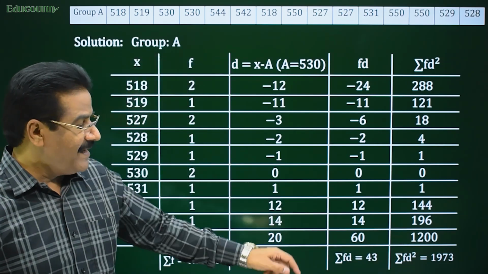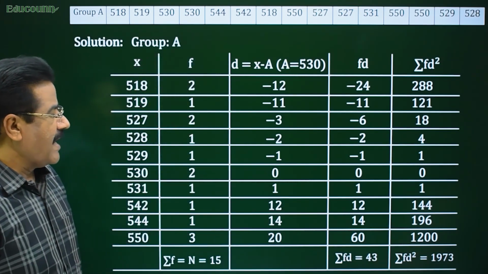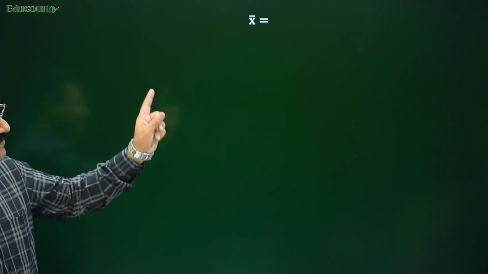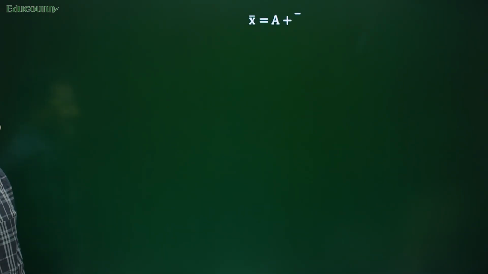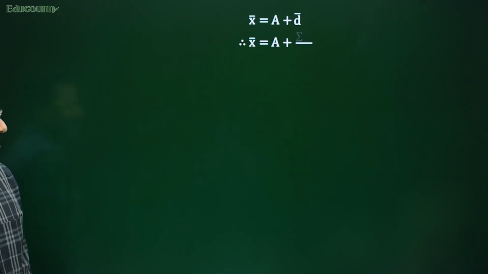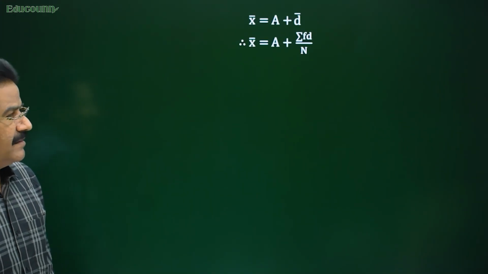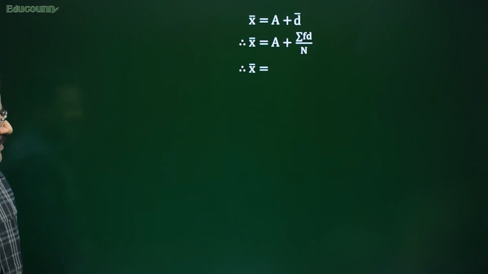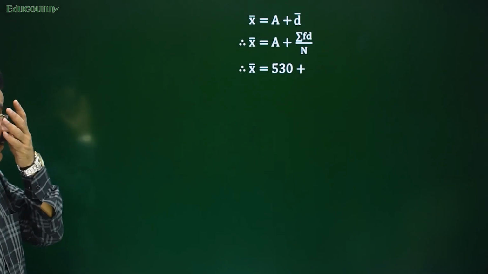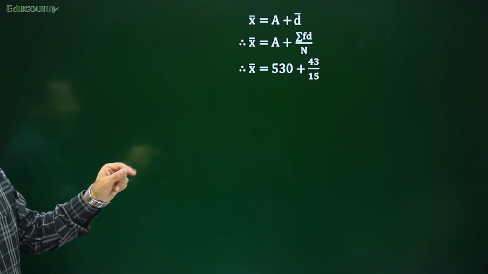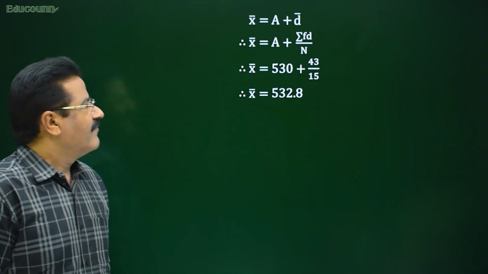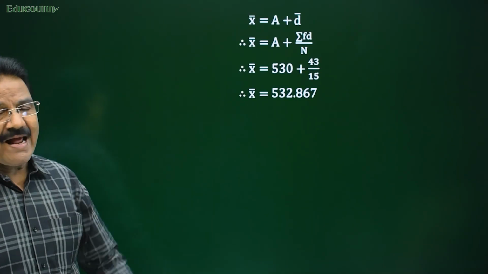After getting capital N as 15, summation of FD as 43, and summation of FD square as 1973, let us take the formula of arithmetic mean. X bar is equal to A plus D bar, which means A plus summation of FD upon N. So X bar is equal to 530, the assumed capital A, plus 43 upon 15. Calculate this.